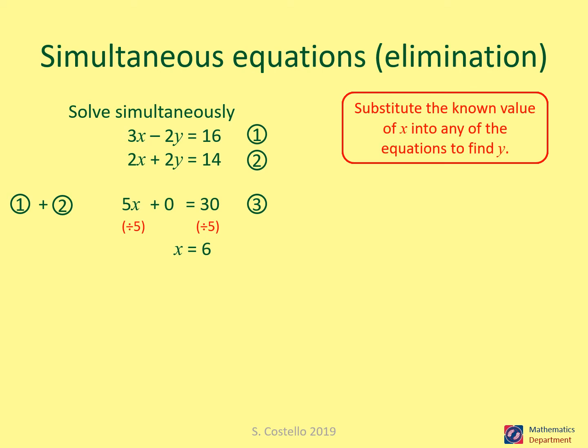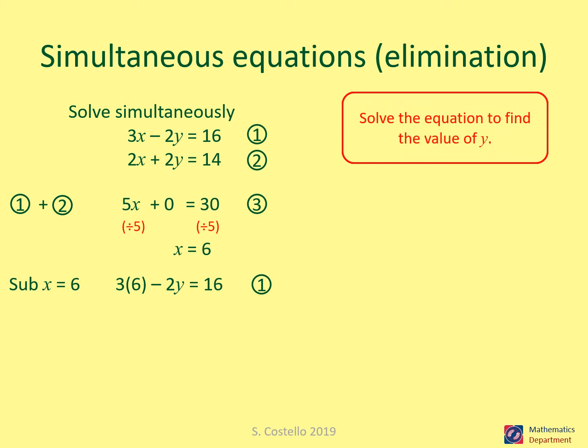So we know the value of x, so we're going to substitute the known value of x into any of the equations to find y. So again, we could substitute it into line 1 or line 2, and as you get more experience, you'll see which one is probably going to be easier to work it into. So we're going to substitute x equals 6, so we have 3 times 6 minus 2y equals 16. We solve this equation to find the value of y.